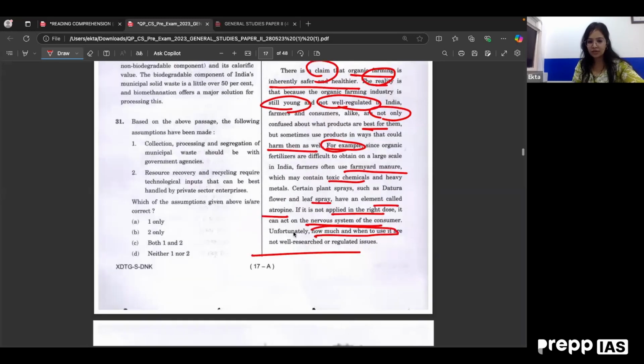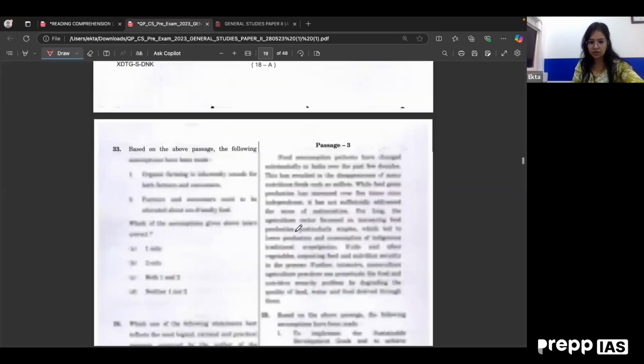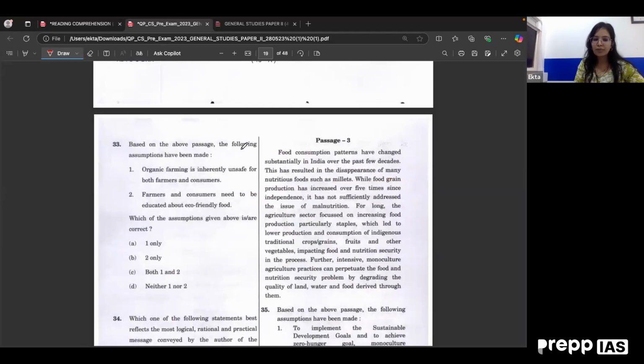Done with the reading? These are the options. Based on the above passage, the following assumptions have been made. Which of the assumptions is/are correct? Always see the directive keyword. ठीक है. हमेशा इसमें correct correct ही पूछता है but कभी incorrect पूछा हो तो we can see it. Okay. Yes, Naveen has given the fastest answer. Yes, you're correct.